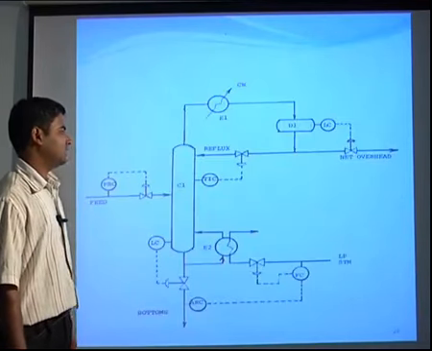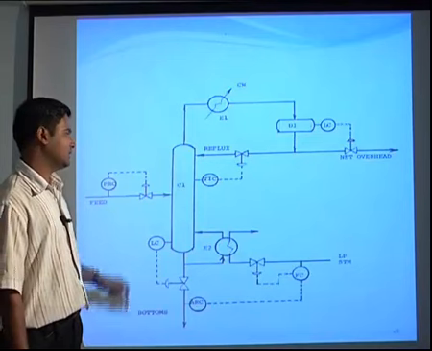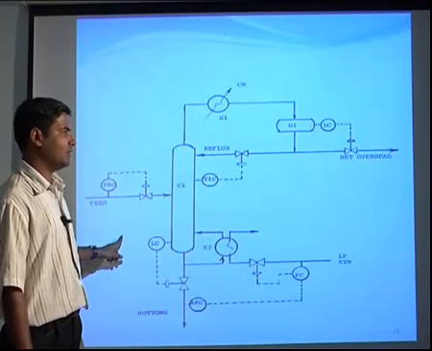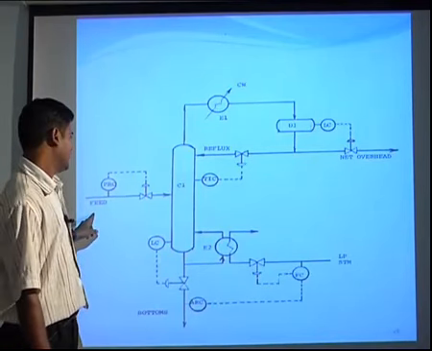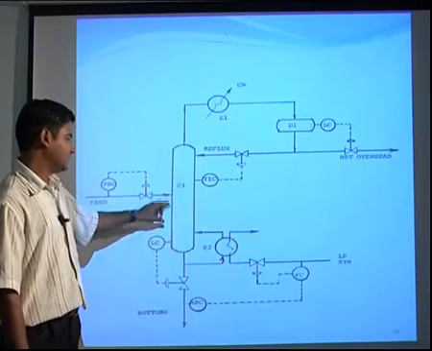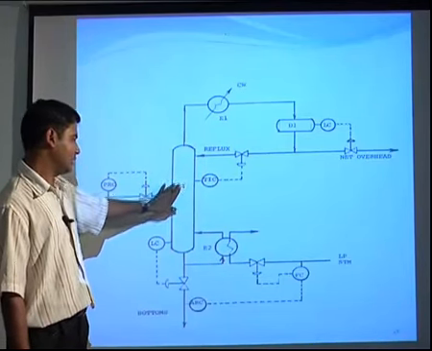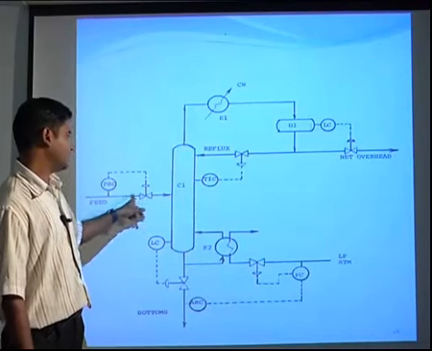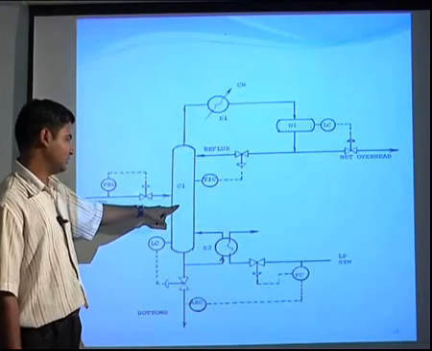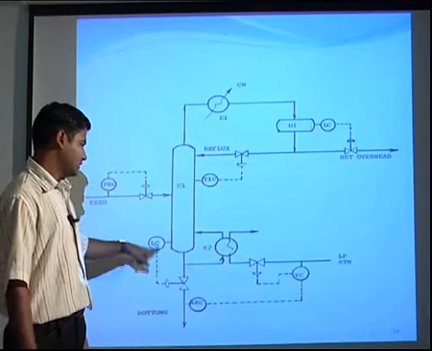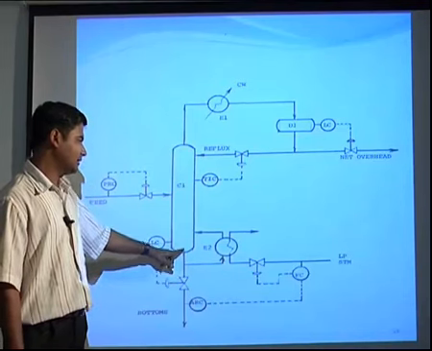So if we take the case of P&ID, this is the simplest diagram for an FID. Here you can see a simple distillation column. Feed is coming to the distillation column. These are the bottoms, which are controlled through these valves.